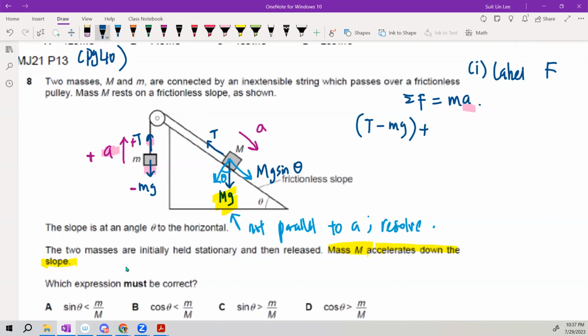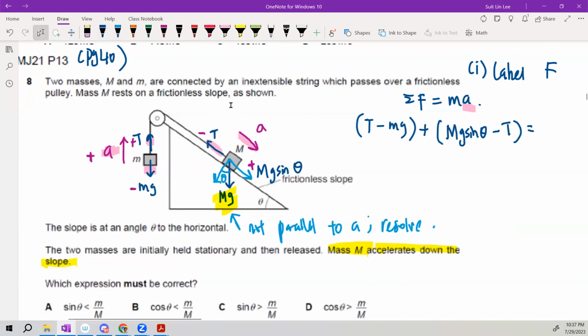Okay, you want to straighten also can. I'm just doing the straightening without redrawing because I don't feel like it. Okay, so this is the direction of A. This T is opposite direction of A. So this T gets a negative sign. Okay, this Mg sine theta is the same direction as A, so it gets a positive sign. So then for the second block, it would be Mg sine theta minus T.